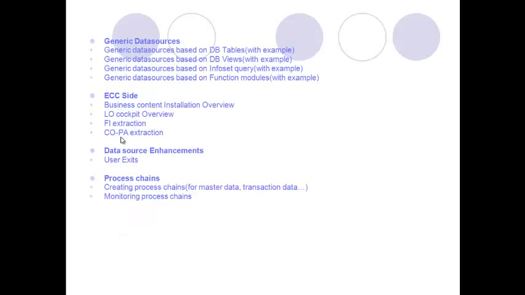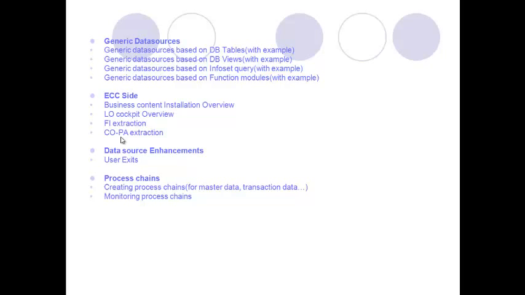Generic data sources, we will discuss all types of generic data sources, from database tables, database views, info set queries, functional modules with examples. So on the ECC side we will see business content installation overview and LO cockpit overview and FI extraction, COPA extraction, each one with one example, one data flow, so you will understand better. And this is not less than any project. Data source enhancements, process chains, everything is covered.